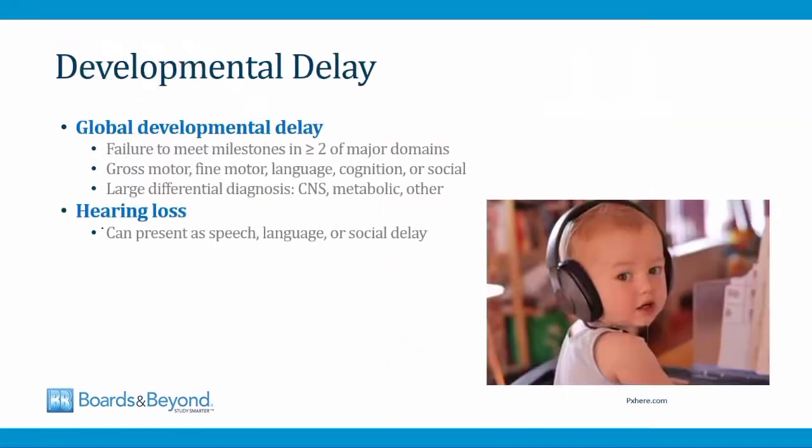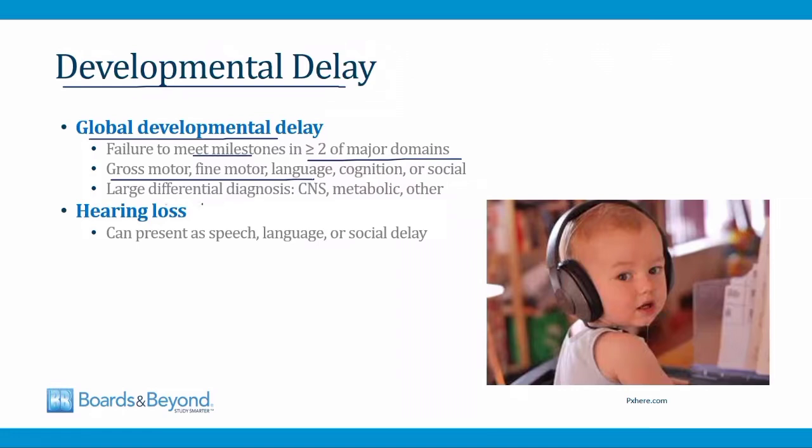When a child is not meeting milestones, that's called developmental delay, as we talked about earlier. And this can involve a single area like social skills or motor function, but sometimes it involves multiple areas, and when that's the case, it's called global developmental delay. This refers to a failure to meet milestones in 2 or more major domains, any of the things we've talked about so far, like gross motor and fine motor function, language, cognition, or social function.